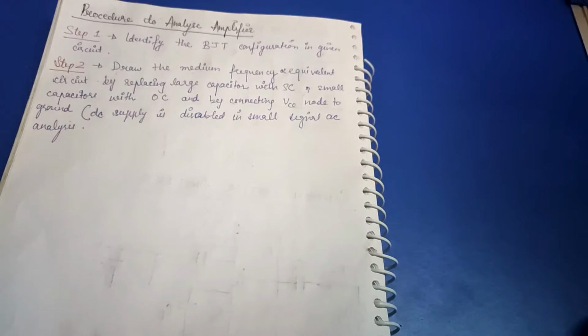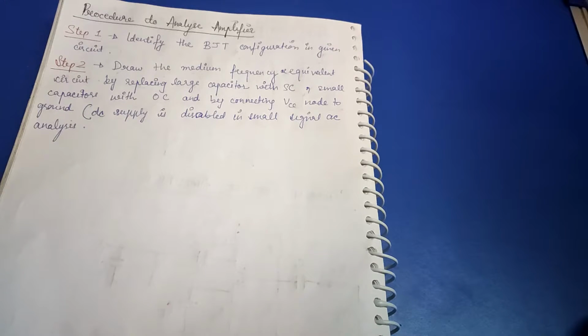Step 2 says draw the medium frequency AC equivalent circuit by replacing the large capacitors with short circuits. Guys, the large capacitors are generally the blocking capacitor, coupling capacitor and bypass capacitor, right? And the small capacitor with an open circuit. The small capacitor is generally the shunt capacitor, which is connected in parallel with the load resistor. And also by connecting the VCC node to ground. Guys, we have studied that in small signal AC analysis we generally disable the DC supply, so here we are also doing the same thing.